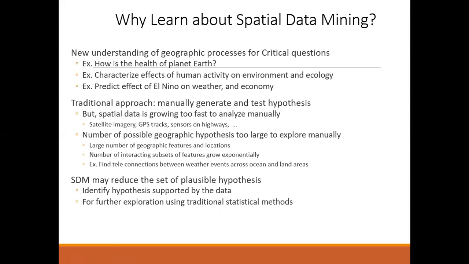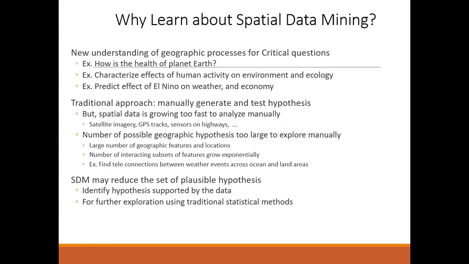Then, continuing with the same question, we get new understanding of geographic processes for critical questions. For example, how is the health of our Mother Earth planet? Characterizing the effects of human activity on environment and ecology, predicting the effect of El Nino, and so on. Traditional approaches manually generate and test the hypothesis, but spatial data is growing too fast, at an exponential rate. For example, satellite images, GPS tracking, sensors on highways, etc. The number of possible geographic hypotheses is too large to explore manually.